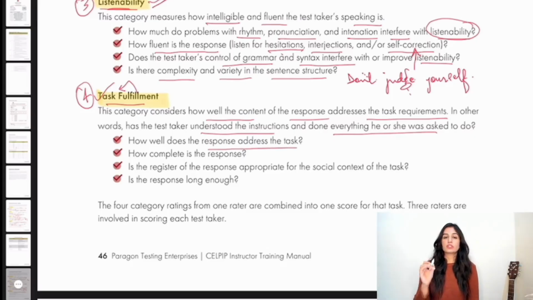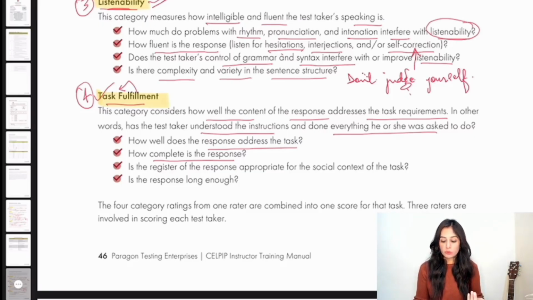So if the question is asking you to do something and you end up deviating from the topic, they're asking you about A and you start off with A and then drift to B, C, D, then of course you are not responding or addressing the task. How complete is the response? This is really important. It checks for completeness, which means are you addressing all parts of the task or not?